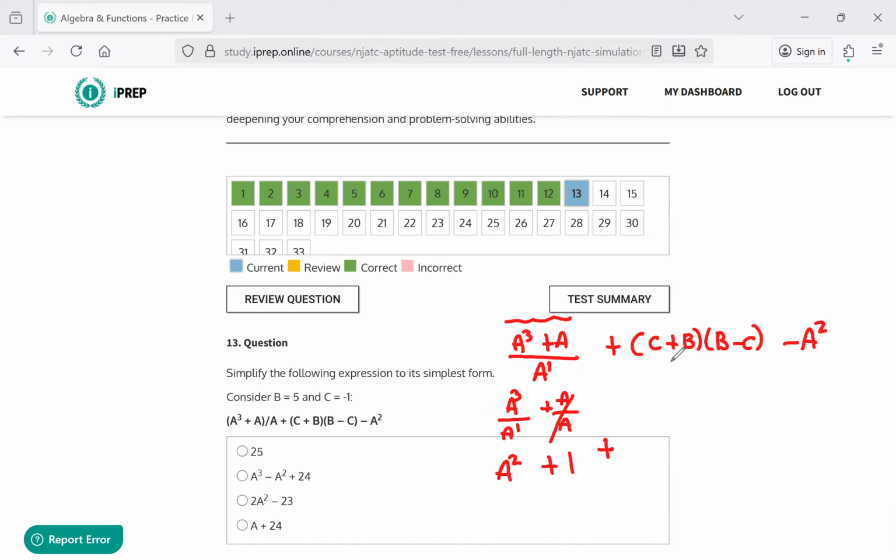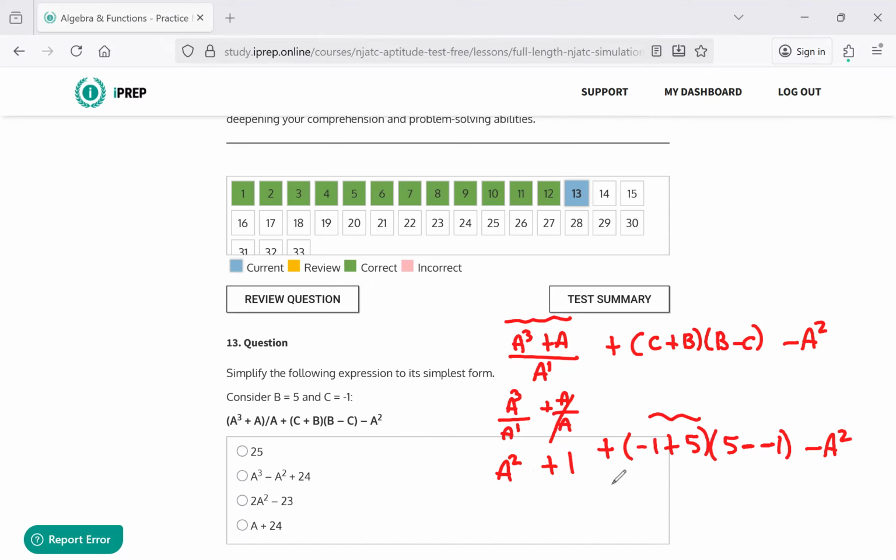Plus, then maybe I should plug in my values. So my c is negative 8, or, my b is 5. B minus c, so my b is 5, minus c is minus negative 8, so 5 minus negative 8, minus a squared. Wait, what are we trying to find? They don't give us an a. Oh, I see. So we're supposed to simplify.